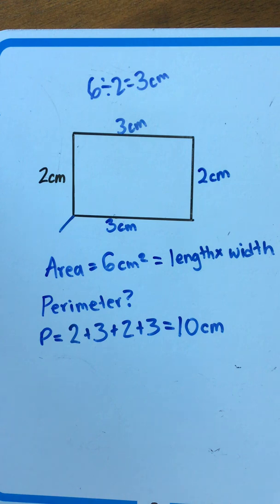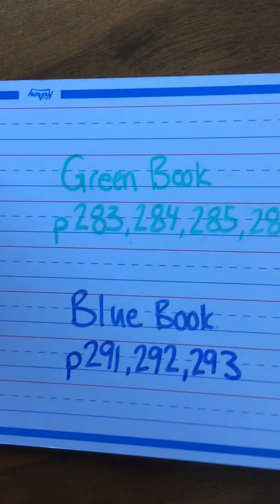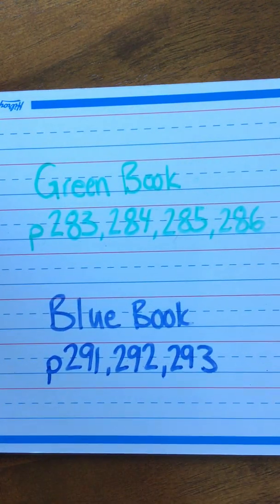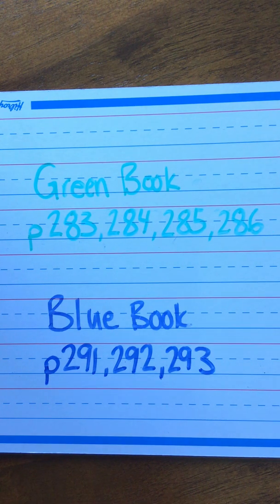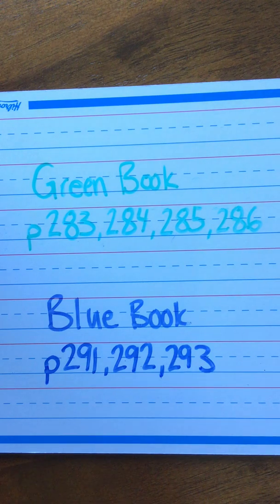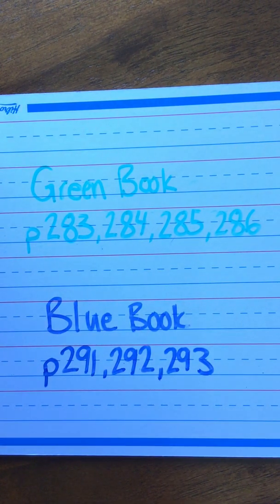Next up we've got some area and perimeter and a few word problems where you might use area and perimeter in real life. So if you have a green book, you're going to do page 283, page 284, 285, and 286. If you have a blue book, you're going to do page 291, 292, and 293.